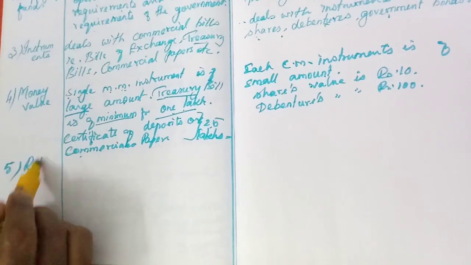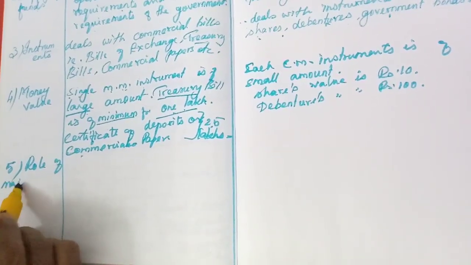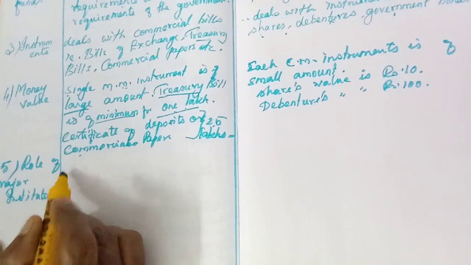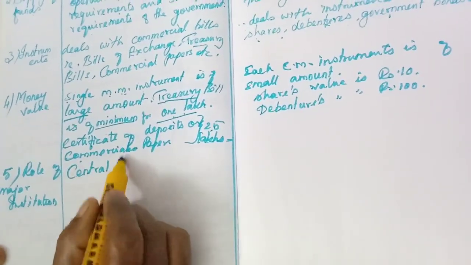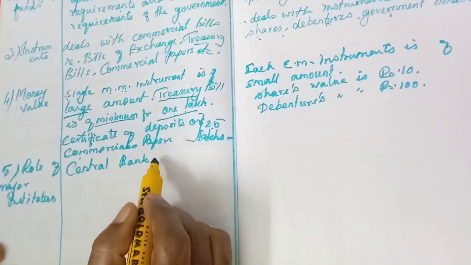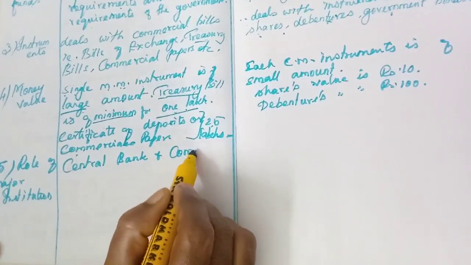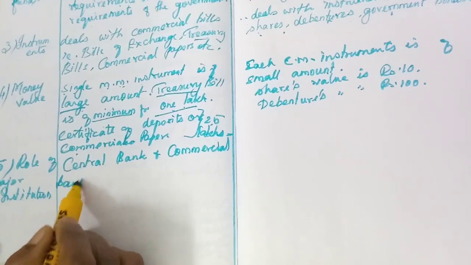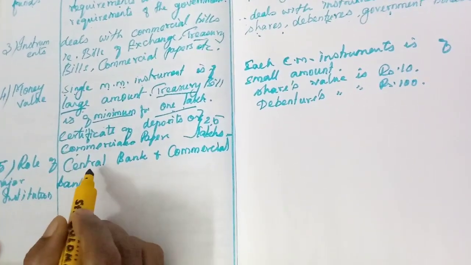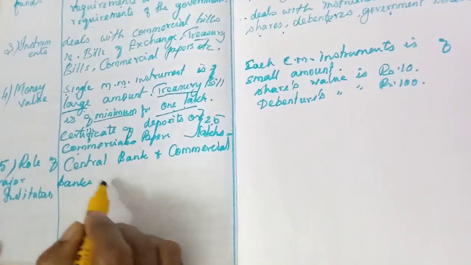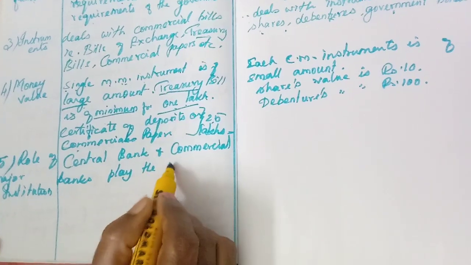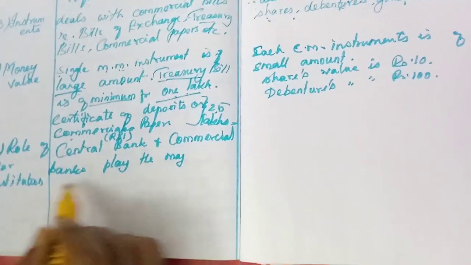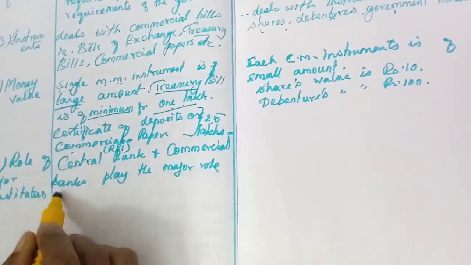role of major institution. Who plays the main role? We studied in money market. Who plays the main role? Central bank, there we studied, I taught you, Reserve Bank of India. Central bank, and the main role is played by whom? Commercial banks. All commercial banks and central bank play the major role. Central bank is called Reserve Bank of India. Central bank and commercial banks play the major role in money market.